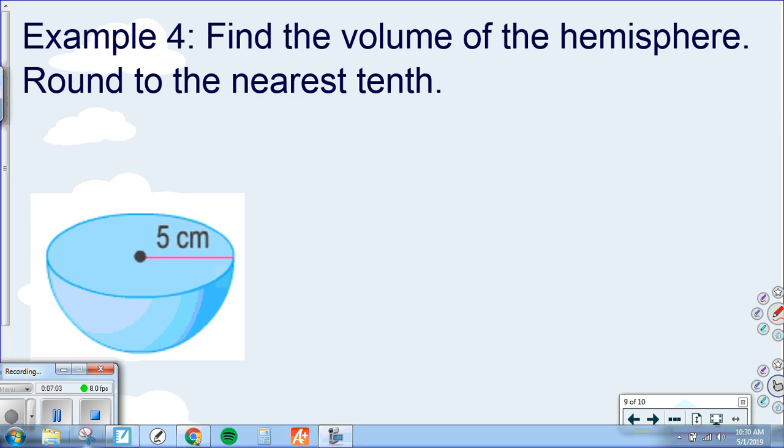All right, so we have one more example to do together. So back to your notes. It says find the volume of the hemisphere. Round to the nearest tenth. So again, what's the relationship between a sphere and a hemisphere? It's half of it. So, tell me how to solve this. What do I have to do?